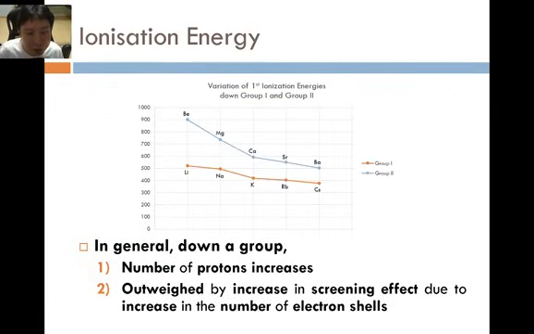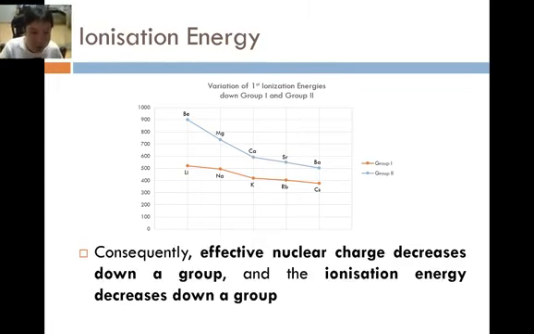Okay, so when you go down the group, the number of protons increases. However, this is actually outweighed by the increase in screening effect due to the increase in the number of electron shells down the group, and is also outweighed by the increase in atomic radius down the group. So overall, the effective nuclear charge actually decreases down the group, and hence the ionization energy actually decreases down the group. Okay, so basically I'm discussing the factors that will influence the ionization energy across the period and also down the group.